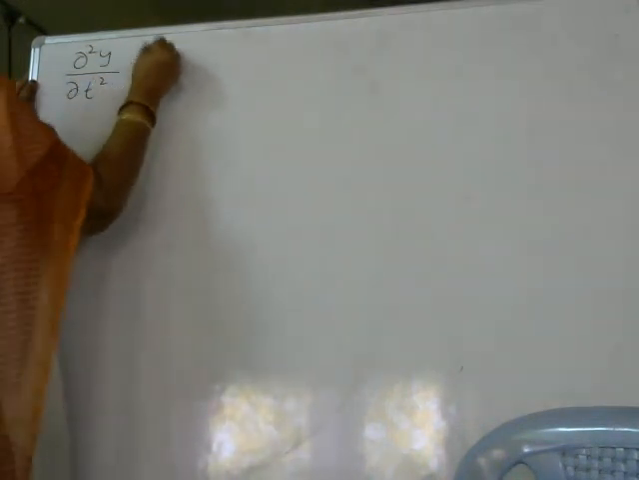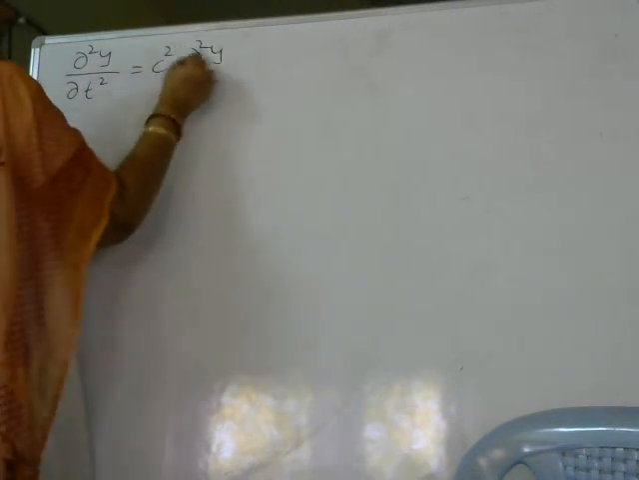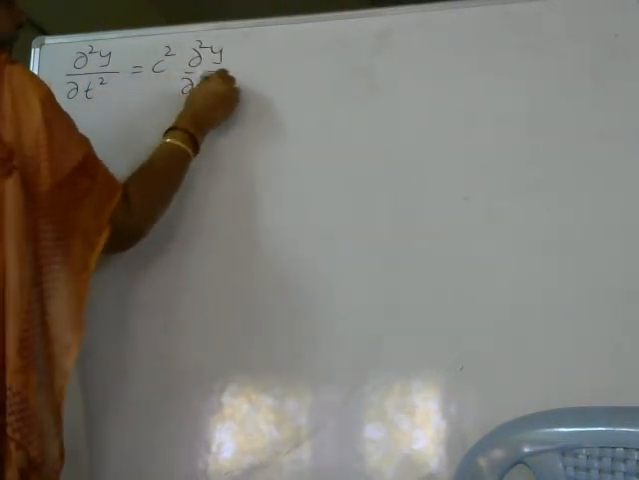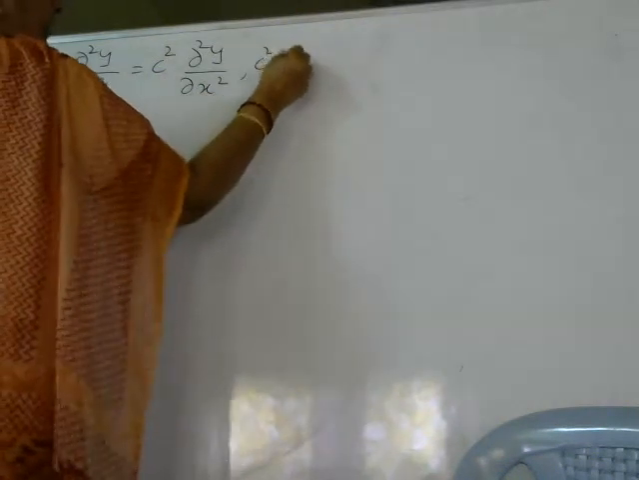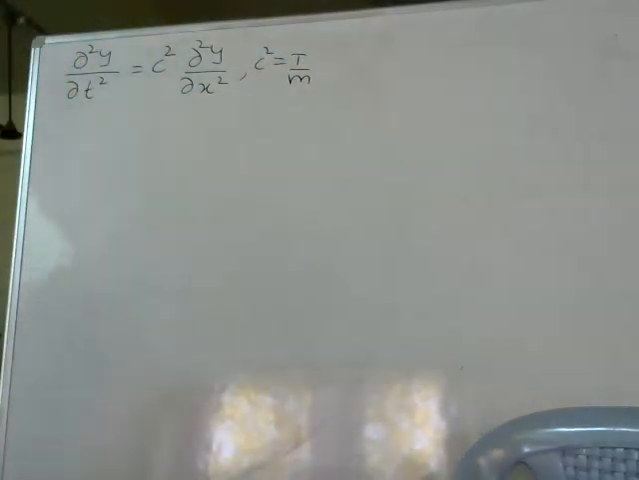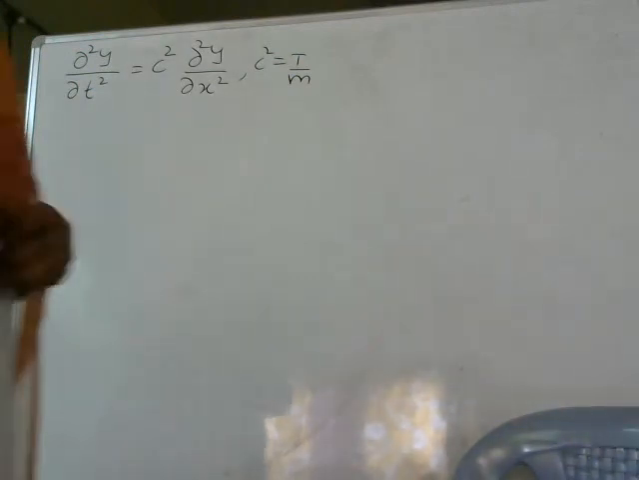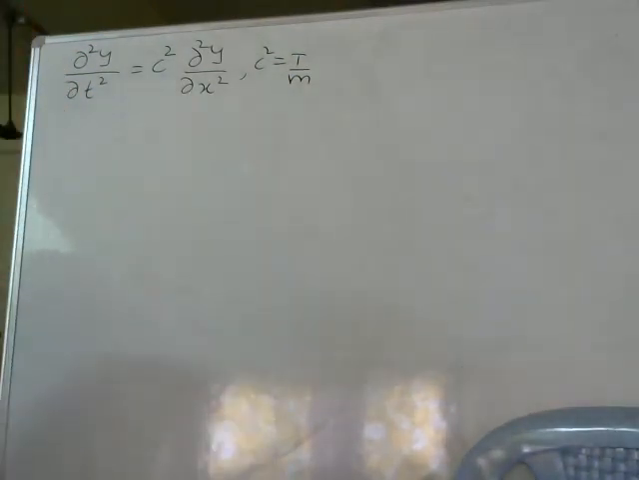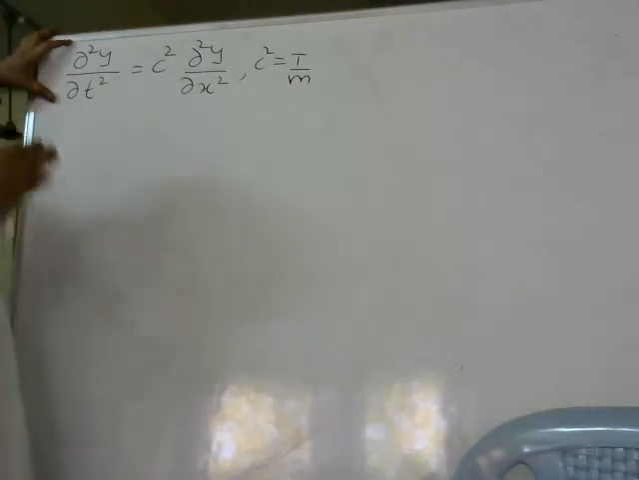So what is the equation we have taken? Del square y by del t square is equal to c square del square y by del x square. And what is the c square value we have taken? C square is equal to T by M, where T represents the tension of the string and M represents the mass of the string. Now you can observe that we go with the method of solution.